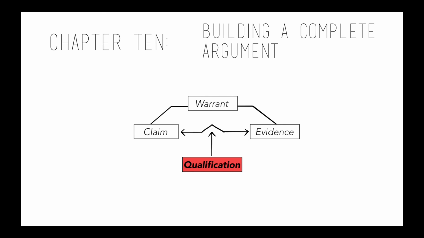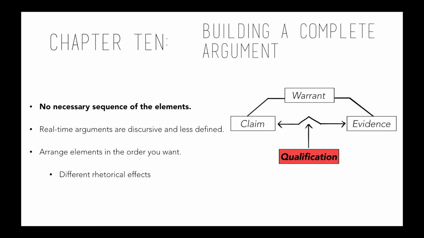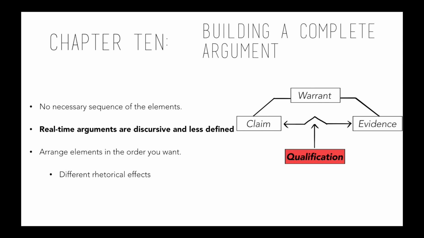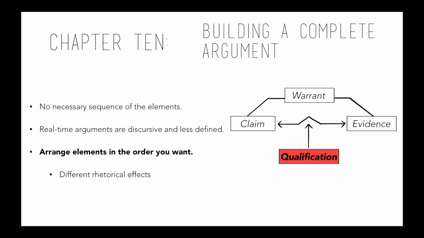Now we will talk about building a complete argument. It's important to note that there is no necessary sequence in any particular argument. Real-time arguments are less sharply defined, as warrants and qualifications get folded into the same sentence with the claim, and simple arguments, depending on different warrants and different types of warrants, build up to one complex argument. You can arrange the elements of the same argument in different orders. This will result in different rhetorical effects, though it is technically the same argument.